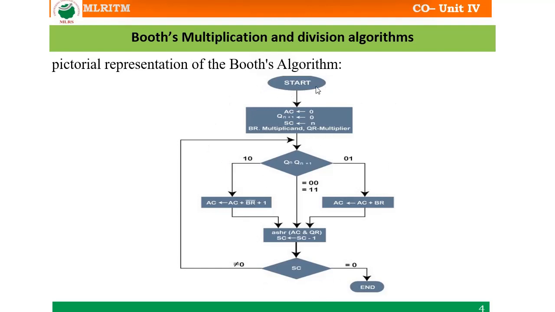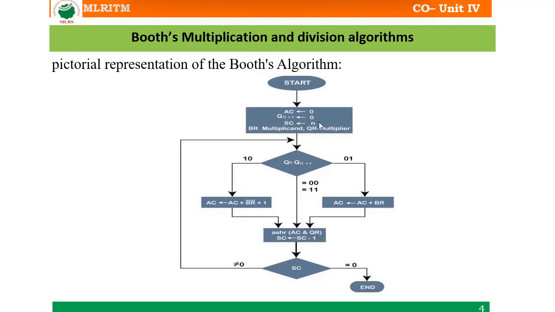First we start the procedure. The next step is initialization, the initialization of the variables in the algorithm. The first one is the accumulator, AC. The accumulator is assigned 0, and initially Qn plus 1 is also 0. SC is the sequence counter, which is used to count the number of times the loop is repeated.